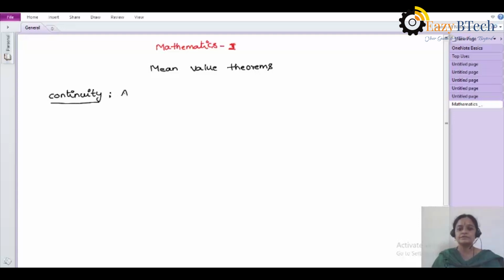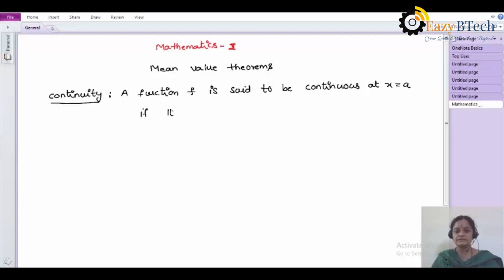So what is continuity? A function f is said to be continuous at the point x is equal to a if it satisfies the condition limit x tends to a, f of x is equal to f of a. This is the limit condition for continuity. Limit x tends to a, f of x is equal to f of a.